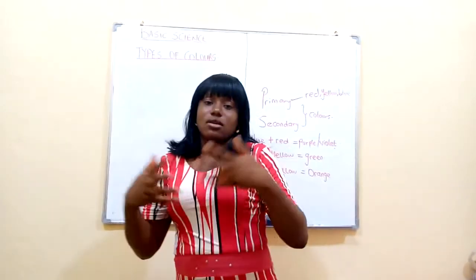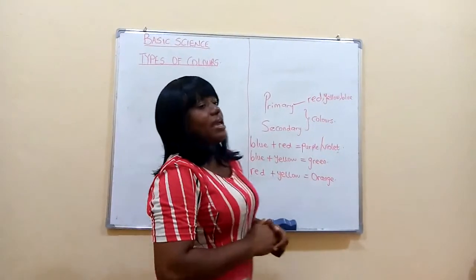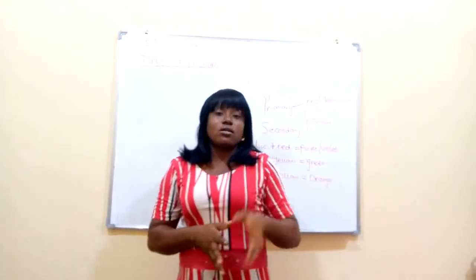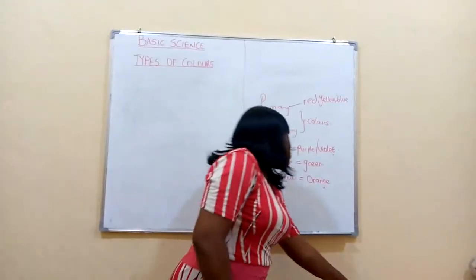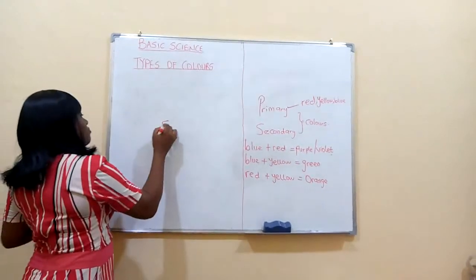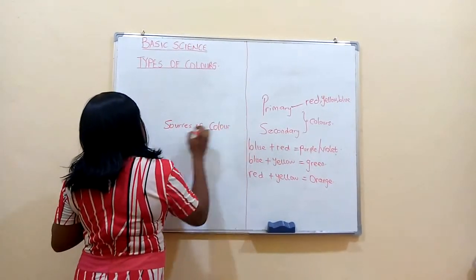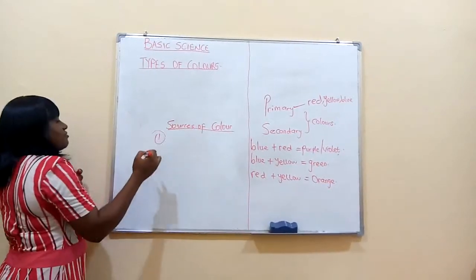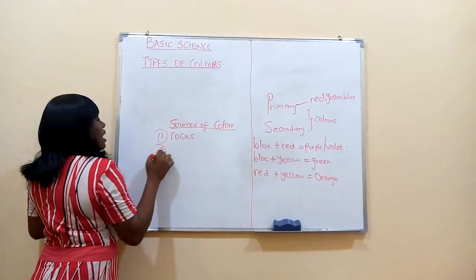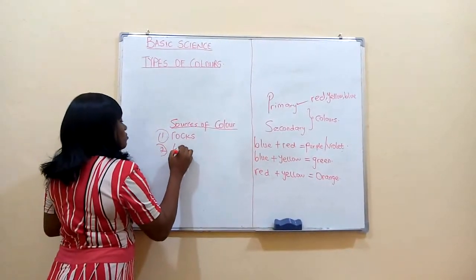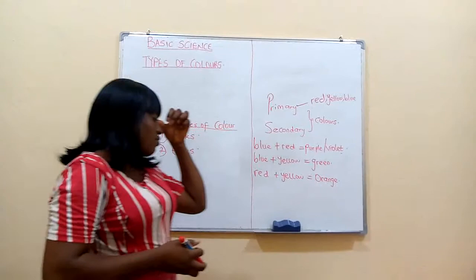How do we get this color? Colors are obtained from natural sources. Number one, we have rocks, and number two, we have trees. So these are the two sources of colors.